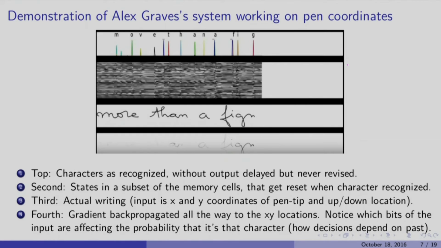Here is a demonstration of Alex Graves' cursive handwriting recognition, and what you see in the third layer here is the person writing, this is the actual writing.